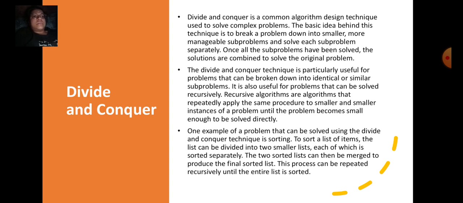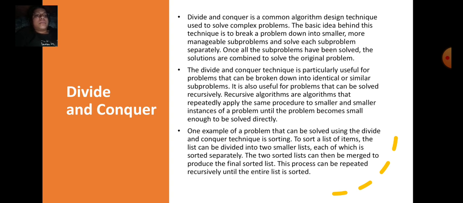Recursive algorithms repeatedly apply the same procedure to smaller and smaller instances of a problem until the problem becomes small enough to solve directly.